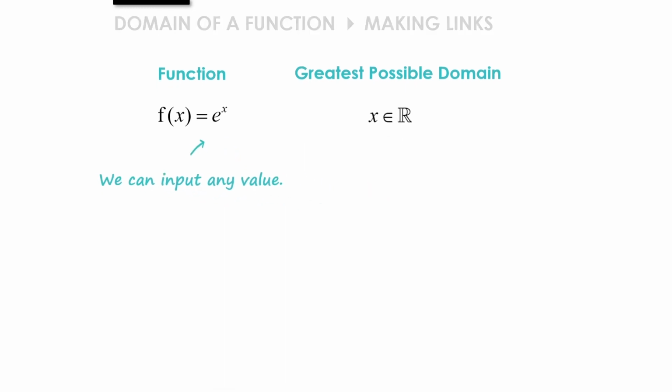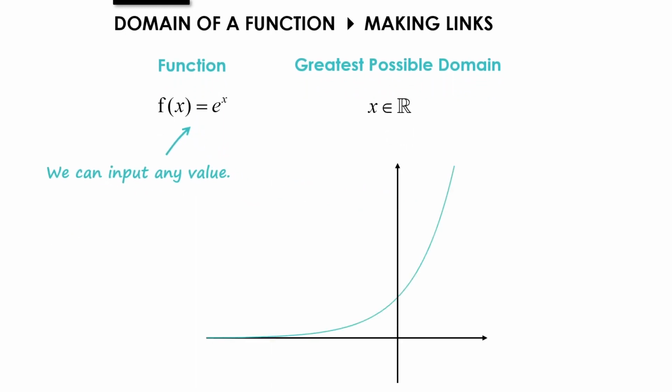Let's make links with the shape of the graph. Notice that the graph extends off in the positive direction to infinity, and it also extends off in the negative direction to infinity, which confirms our answer that we can put any value we want into it.